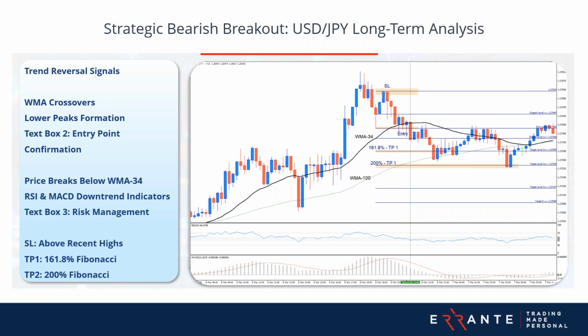So as we scan the weekly time frame, it becomes evident that understanding the broader trend is vital. Again, we identify trend reversal signals such as the price crossing below the 34 period weighted moving average after forming a series of lower peaks, indicating a weakening of the prior bullish momentum and a potential shift towards a bearish market phase. The entry point is precisely determined when we see a pronounced bearish candlestick breaking below the 34 WMA, reinforcing the likelihood of a sustainable downtrend.